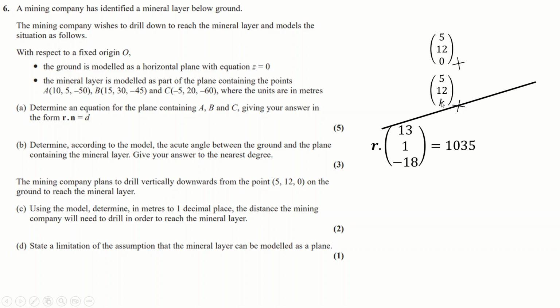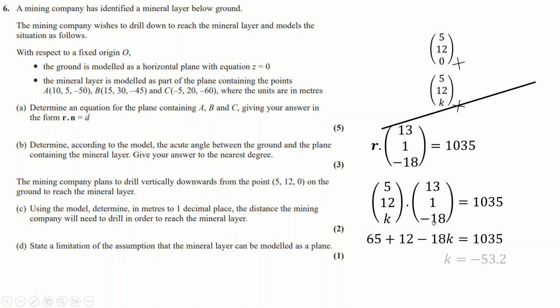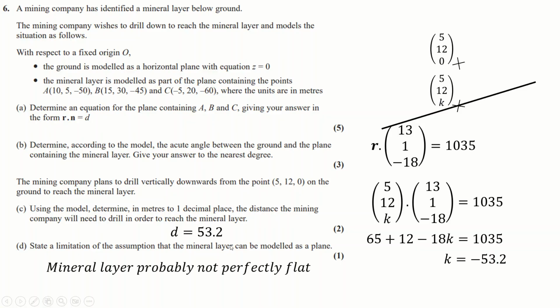This is very straightforward as soon as you make this realization and don't just go the quickest journey possible that's perpendicular. Just put 5, 12, k into here and find what k needs to be. Do the dot product out, and we'll get this, and we'll get k as the answer. Of course, k being negative here means it's a drop of 53 downwards, but of course the distance is just that number, 53. State the assumption. I mean, mineral layers probably aren't perfectly flat like planes need to be, so that's my assumption there.